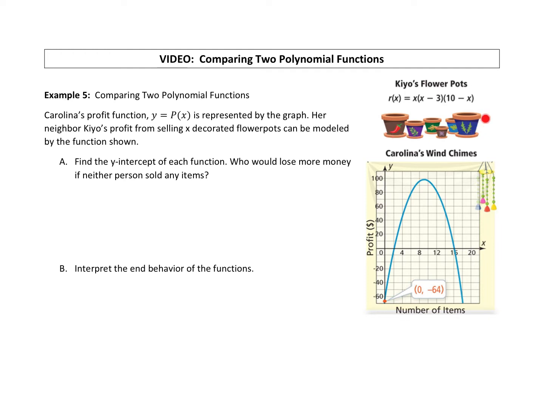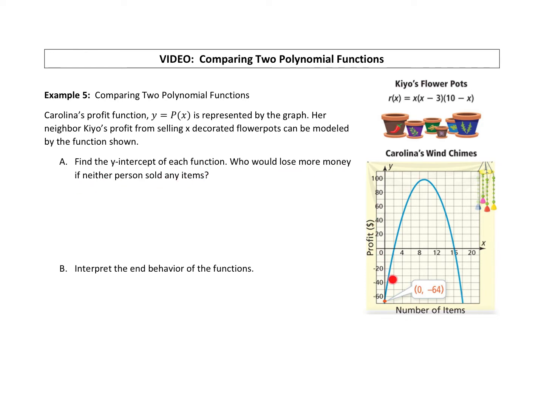shown. So here is Kayo's flower pots, and this describes the profit that Kayo will make. So the question we're being asked is, find the y-intercept of each function. Who would lose more money if neither person sold any items?